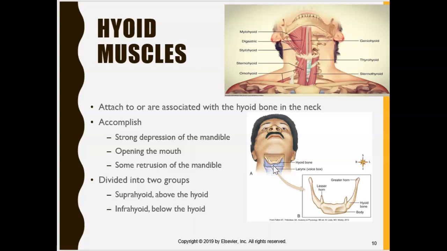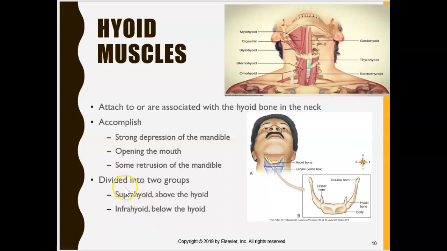Because remember, when we're looking at the muscles of mastication, what they do is elevate the mandible, which means they close the mandible, they close the jaw. But if you want to open the mouth, or depress the mandible, which also means opening the mouth, then there are some muscles associated with the hyoid bone. So there are two categories of muscles. There's the suprahyoid muscles and there's the infrahyoid muscles.